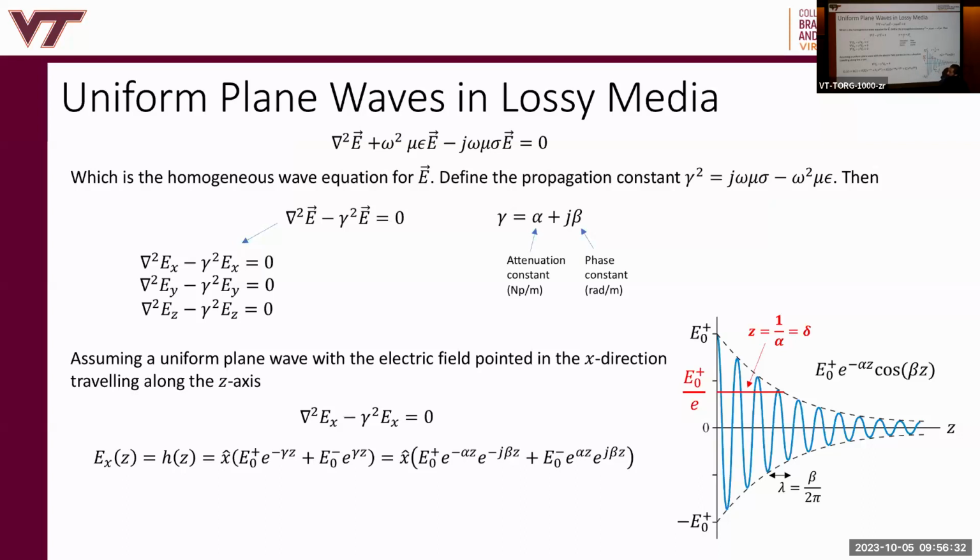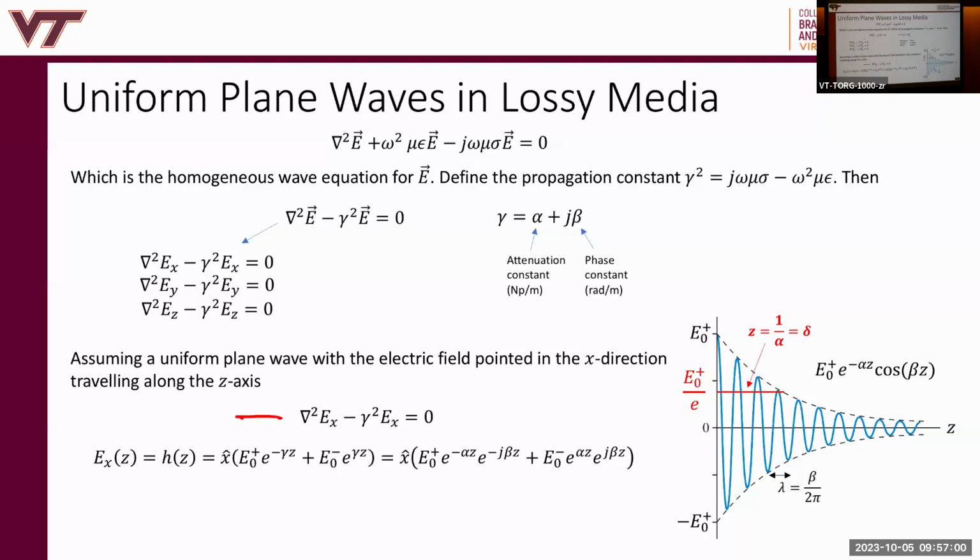Okay. Now, assuming a uniform plane wave with the electric field pointed in the x direction, so it's polarized in the x direction, we're going to talk about polarization. But the electric field's in the x direction and it's traveling along the z-axis, we have to solve this wave equation, right? Why? Because we're talking about only the x component. The electric field only has an x component, right? Of course, we could solve any of the 3 and we'd have the solution for either because they're all the same differential equation. But we're going to solve this one.